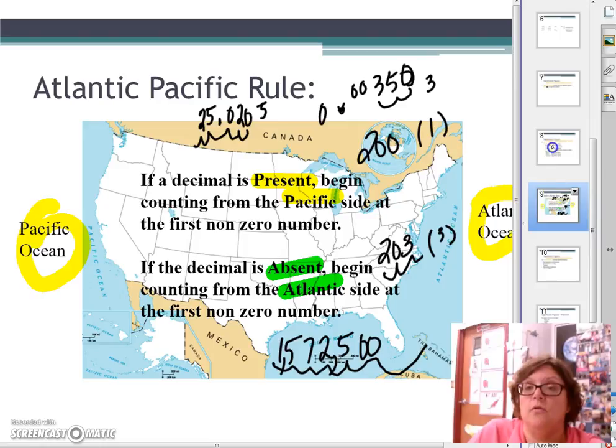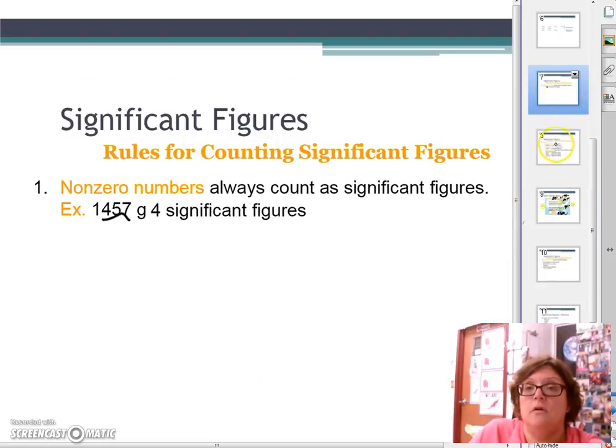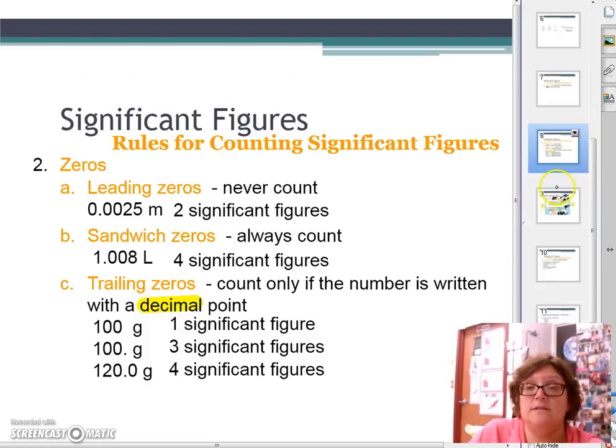So, first rule, non-zero is always significant. Second rule, if it's got a decimal, you start counting from the left. If you've got a non-decimal, you start counting from the right. That means you're trailing zeros. Notice here, there's no decimal, so there's only one significant digit. Here's a decimal, now we have 3. Here's a decimal, now we have 4.